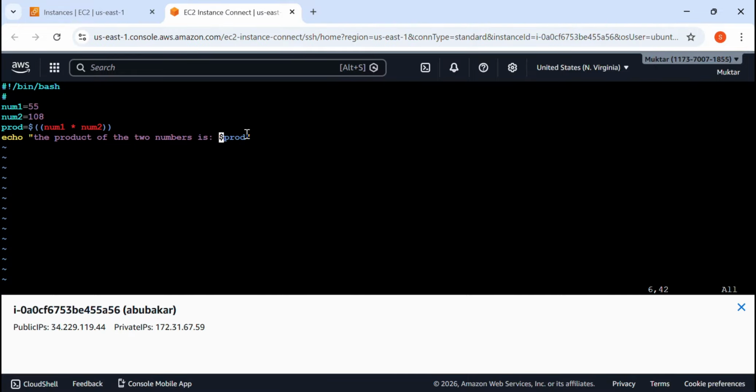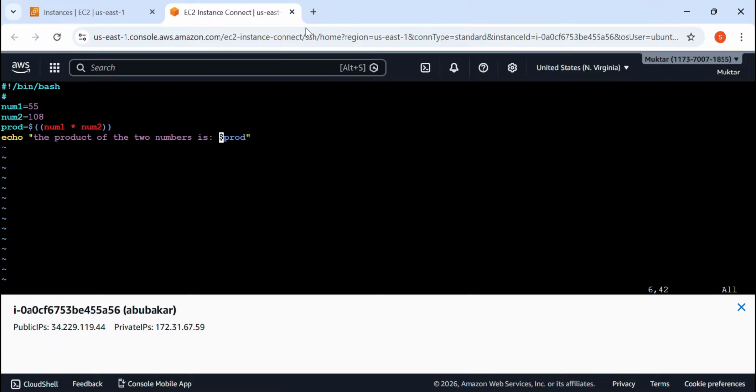Now that we are done with subtraction, we are going into multiplication. The operator for multiplication is the asterisk. Most of you must know that. That means the star symbol right here. I'm going to call the result, like I told you, the result is a variable. I'm going to name it prod, short for product, which is the correct mathematical term for the result of multiplication. So I did prod equals dollar, double brackets, num1 times num2, 55 times 108. So I did echo the product of the two numbers is column dollar prod.